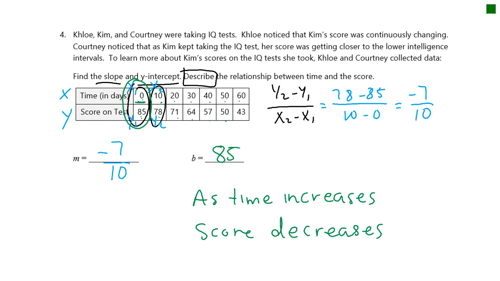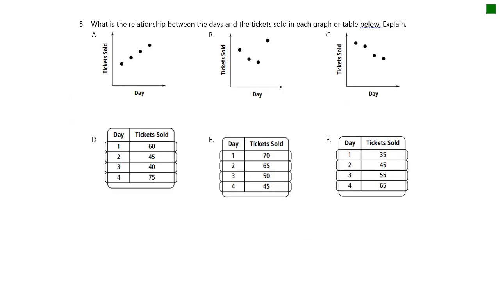And there you go. Nothing new. Okay, we knew how to find the slope already. We knew how to find the y-intercept. All you had to do was describe. Okay, let's try the next one.